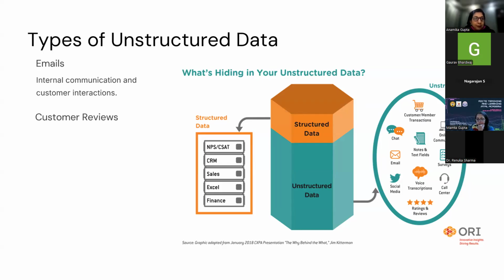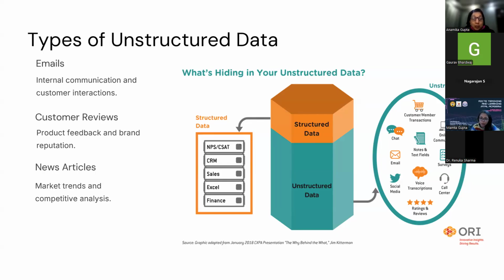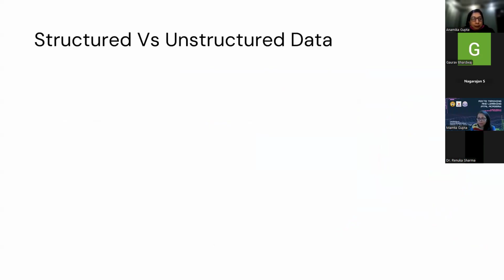So we have emails, customer reviews, then we have news articles. Yes, news articles are also one of the major sources of unstructured data, which tells about the trends and the analysis of the market data. Then we have social media posts, which tell about the brand sentiment and the public opinion. So these are the types of unstructured data which are there in the market, on the internet, in the real world, and we need to find the insights from that unstructured data. So I will focus more on this difference between structured and unstructured data because we are talking about text analytics, which is dealing with unstructured data only.